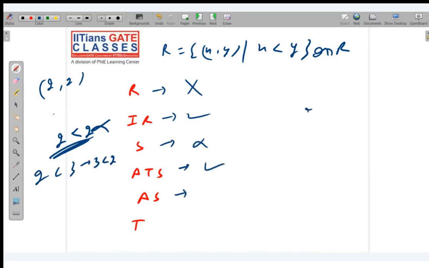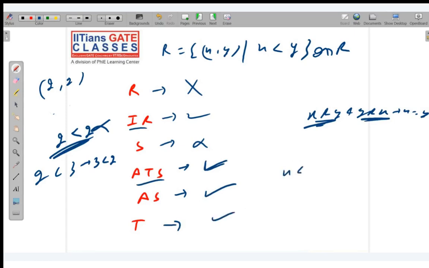Antisymmetric, yes, because x related to y and y related to x implies x is equal to y. This condition will never occur, so obviously we will not check other things. So antisymmetric is there. Asymmetric, yes, because it is irreflexive and antisymmetric both. Transitive, yes. Why? If x is less than y and y is less than z, obviously we can conclude x is less than z.